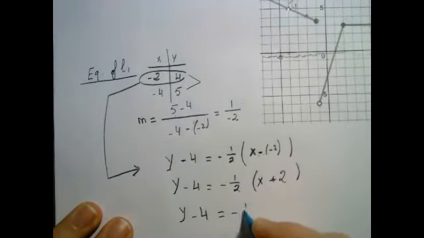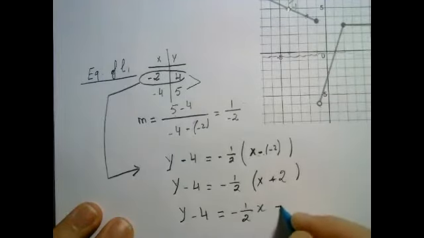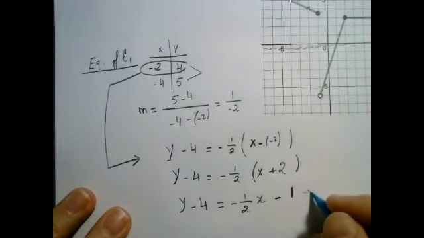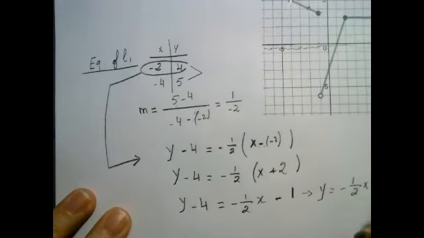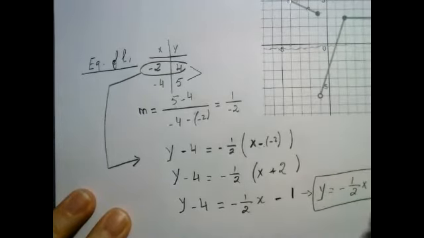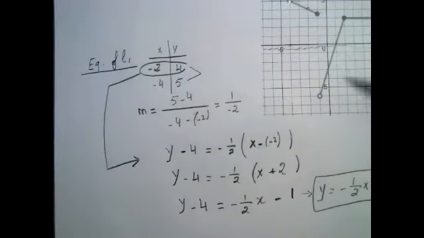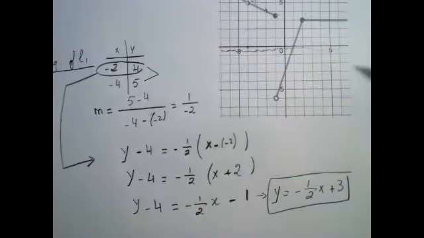I'm going to distribute minus 1. Now I add 4 both sides, which gives me minus 0.5x plus 3. That's the equation of the line L1. Okay. So please, everyone who did wrong, and a lot of you did, go over your mistake. Ask yourself, what did I do wrong? So you will not do it again. That's the way you learn.